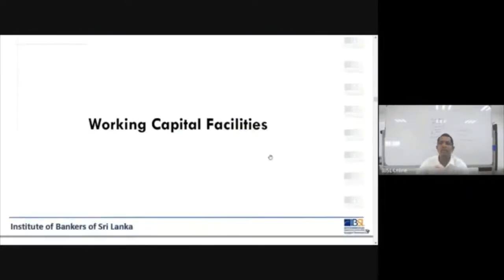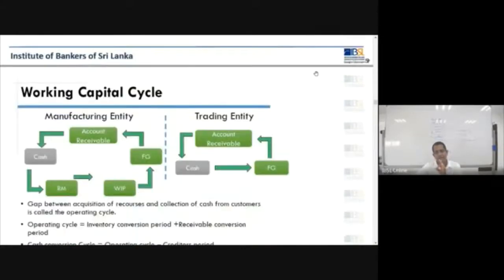So it is working capital. We will have a detailed lecture on working capital, day-to-day funding. Working capital is the funds required to run the day-to-day operation of a business. We have basically three types: manufacturing entities, trading entities, and service entities.